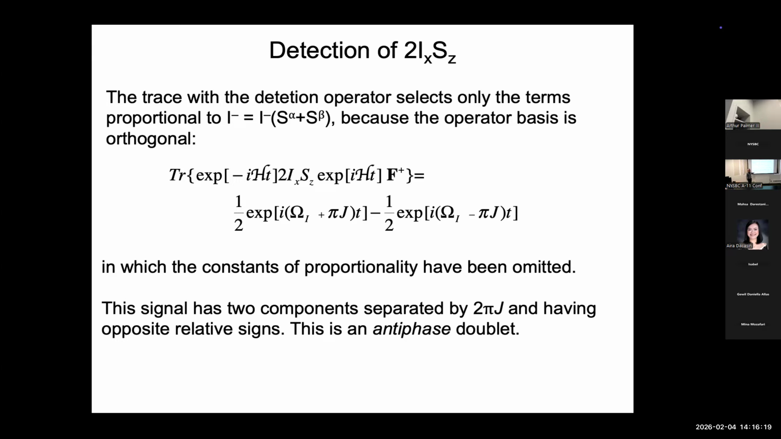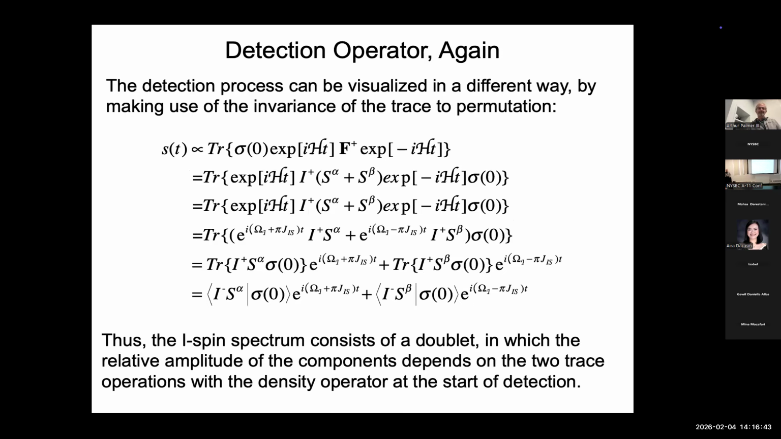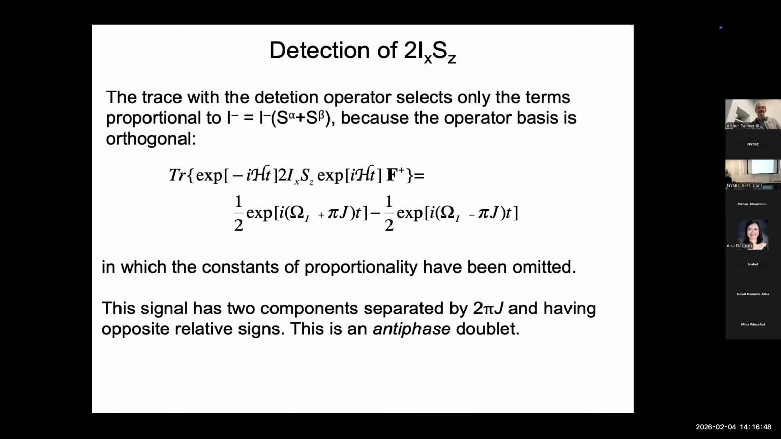And by convention, we'll say, if we have an X operator, that can be phased to be absorptive. So here I would say I have absorptive line shapes and they're antiphase. The previous one, I would say I have absorptive line shapes and they're in phase. And then by convention, if I had Iy, I say that's going to be dispersive.